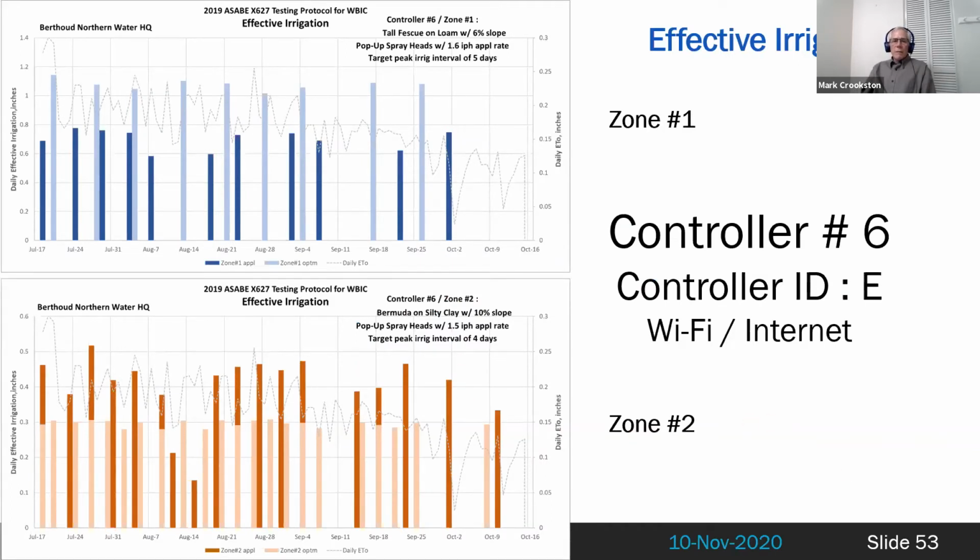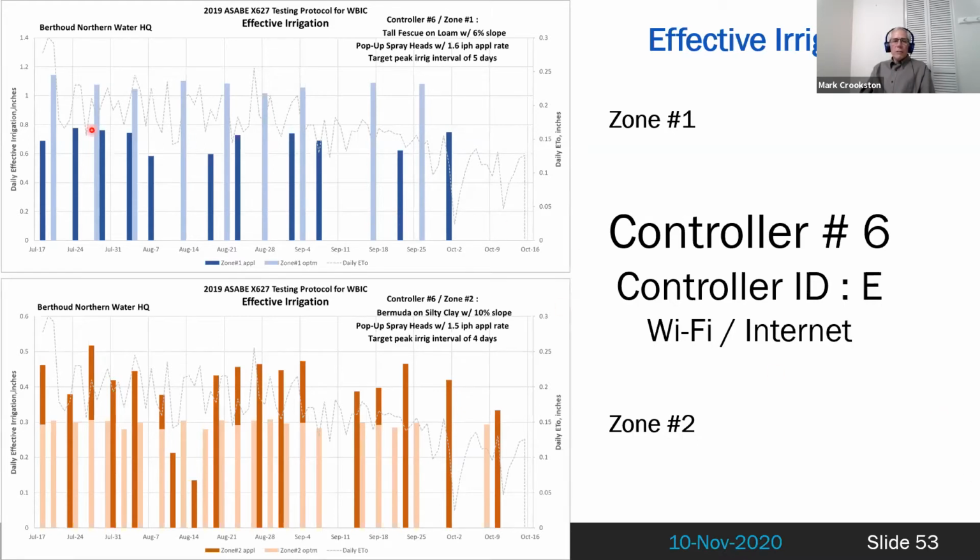Now, effective irrigation. These graphs compare irrigation events for zones 1 and 2 for controller number 6. The lighter bars, the pale blue and the pale pink, are for optimal scheduling, and the darker bars are the actual irrigation events. Now, there's a couple of things that you can quickly see from this kind of graph.